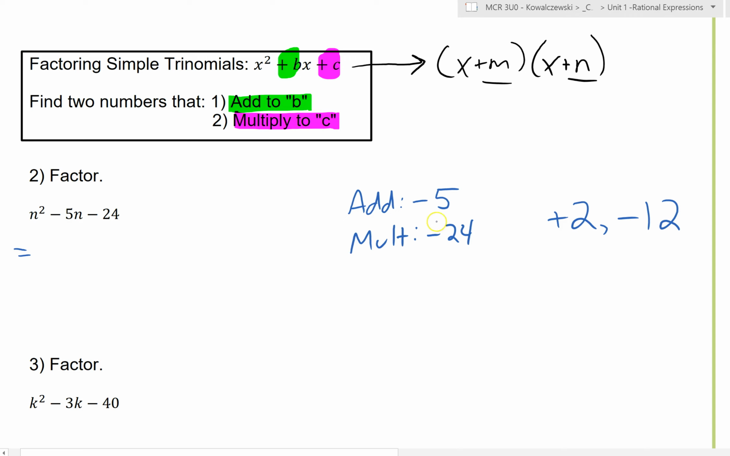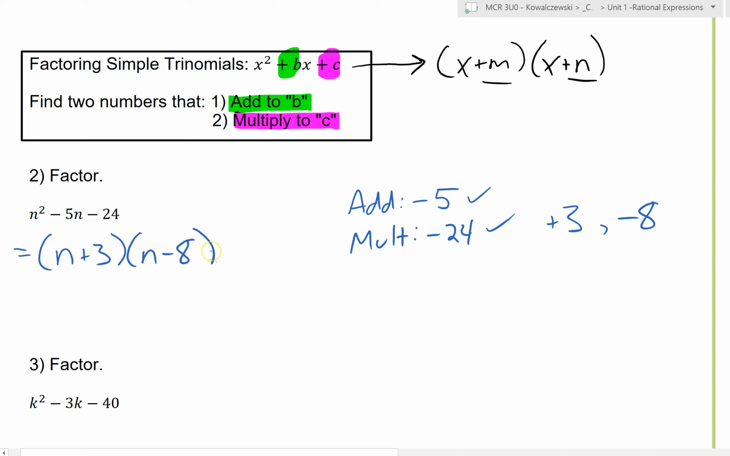Now they multiply to negative 24, but they do not add to negative 5. So I know those are not the numbers that I want. Remember that it has to satisfy both of those conditions. So if you think about it now, the two numbers would be negative 8 and positive 3. They both add to negative 5 and multiply to negative 24. That's what we want. So this means that when we factor this, we will get n plus 3 times n minus 8.